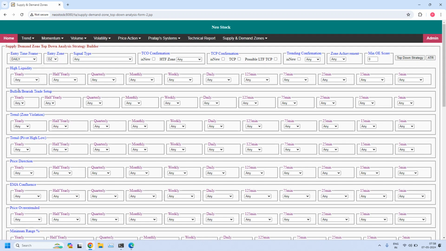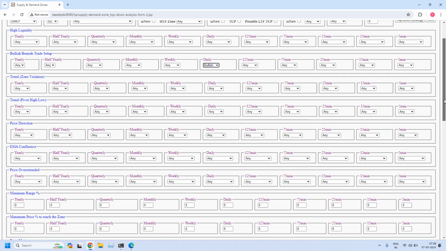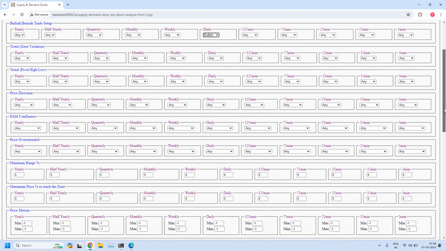And in the third row, the parameter bullish or bearish trade setup in daily time frame, because this is our entry time frame. Daily time frame, I am selecting the value bullish. With this we can generate the report, but I want to set 3 additional filters. In my first filter, I don't want to set the pierced zones.